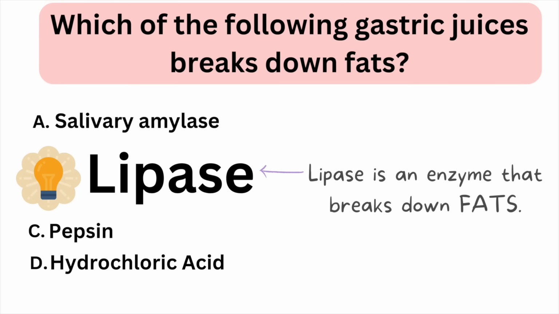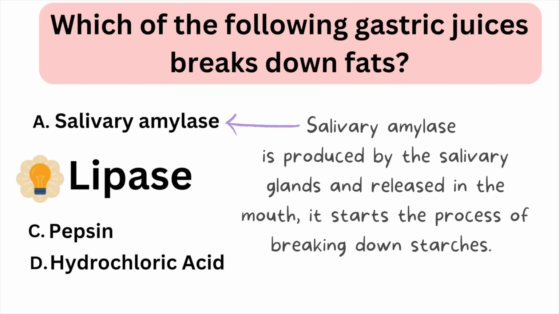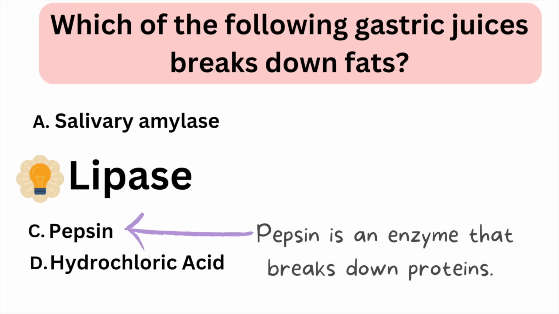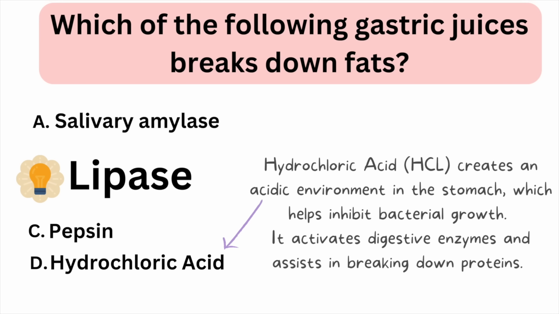Salivary amylase is produced by the salivary glands and released into the mouth. It starts the process of breaking down starches. Pepsin is an enzyme that breaks down proteins. And hydrochloric acid, or HCl, creates an acidic environment in the stomach, which helps inhibit bacterial growth. It also activates digestive enzymes and assists in breaking down proteins.